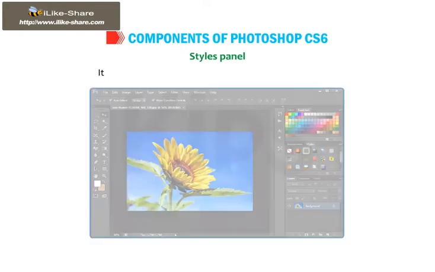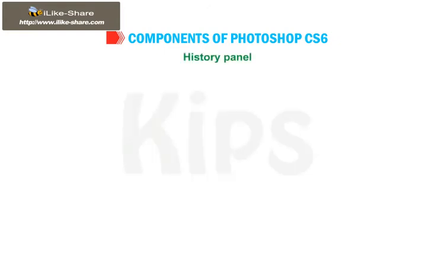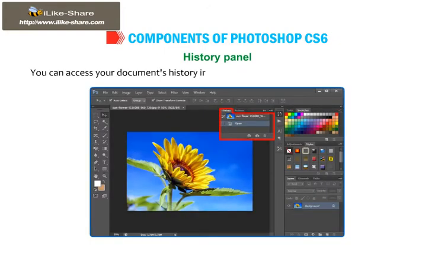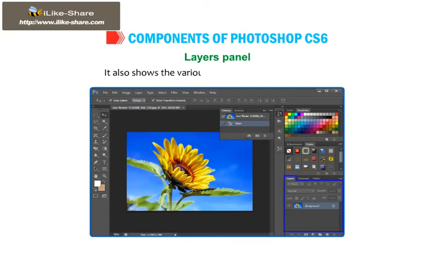Styles panel. It allows you to view, select and apply preset layer styles. By default, a preset style replaces the current layer style. You can also add your own style using the Create New Style icon. History panel. You can access your document's history in the History panel and undo the changes easily. Layers panel. The Layers panel in Photoshop displays all the layers in an image. It also shows the various effects applied on the layers.